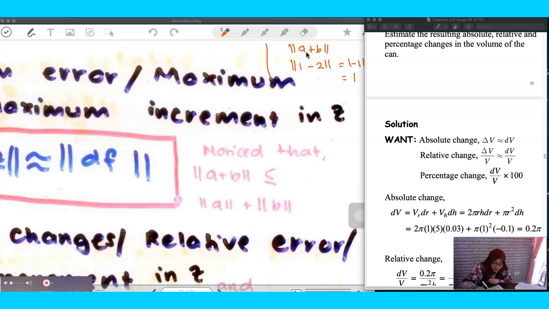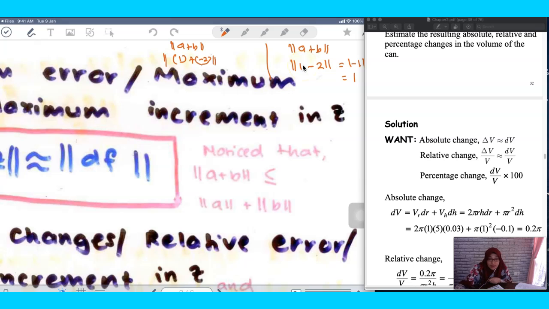I'm using a similar example here. You have A plus B. When you compute A, you get 1, just like this. And then when you compute B, you have minus 2. So you cannot directly total them up in the absolute sign. You have to compute them separately, which means that when you split them, 1 is 1, you put the absolute sign, and then plus you have minus 2, and you put the absolute value of minus 2. So you will get 1 plus 2, and your answer is 3.